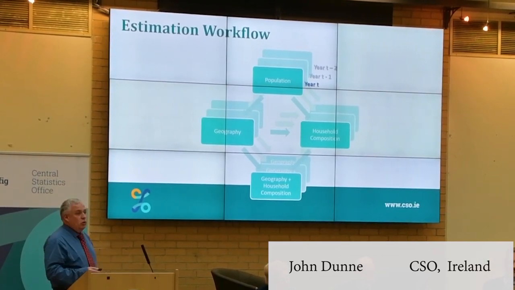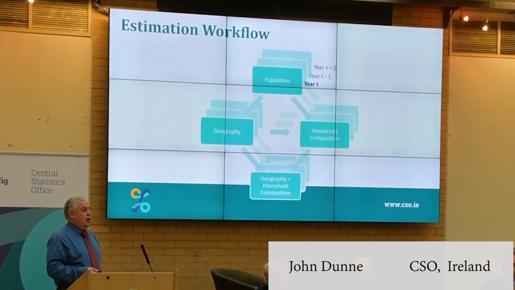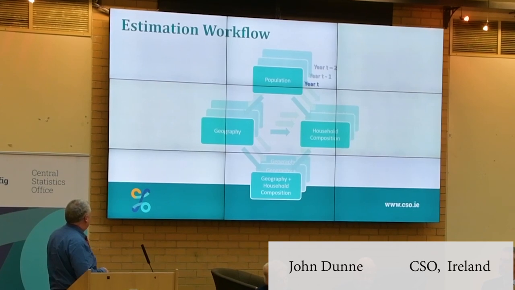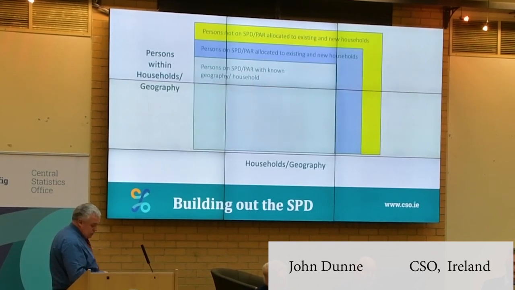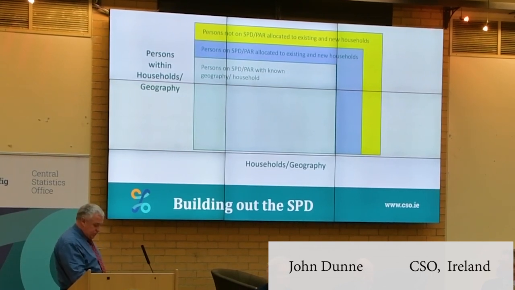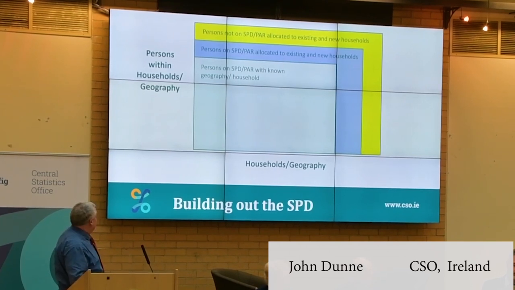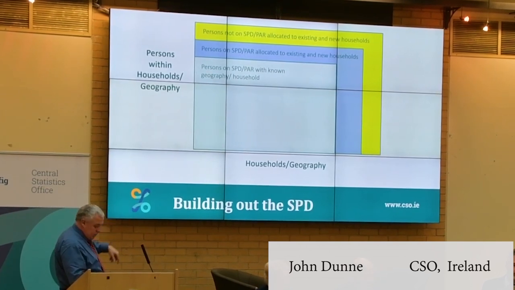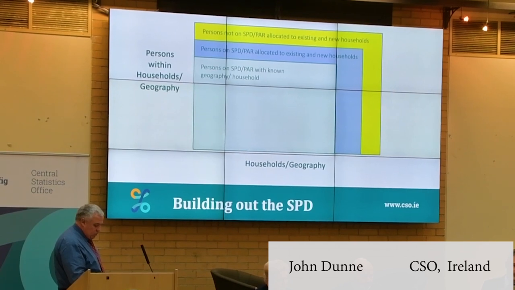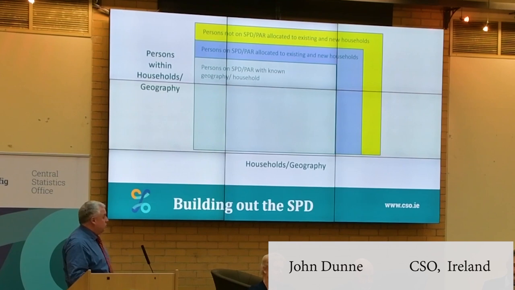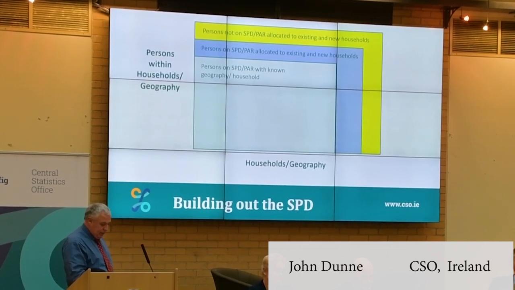So we'll have one record per person in the population with their geographic details and what type of household they're in. So we start with the grey part, where we're confident of geography and household. Then for the remainder of the SPD, which is the purple part around, where we have person records but we're unsure of the geography and household identifiers, we need to bring that in.